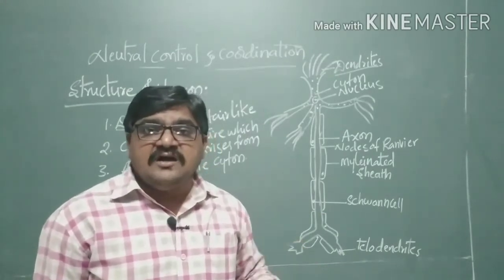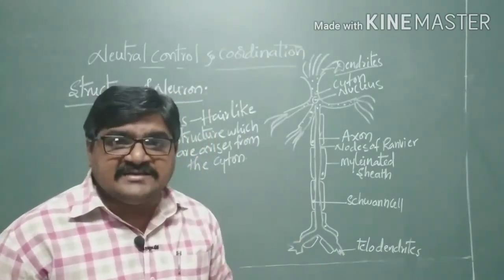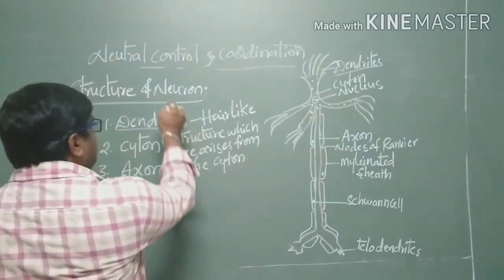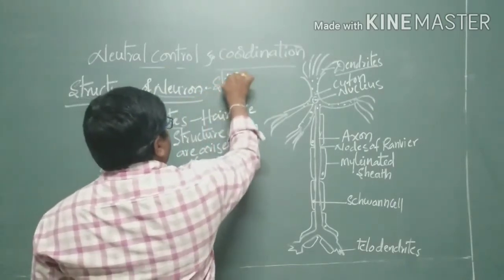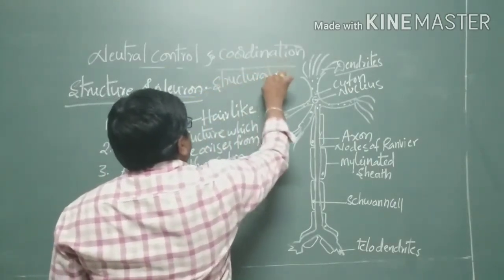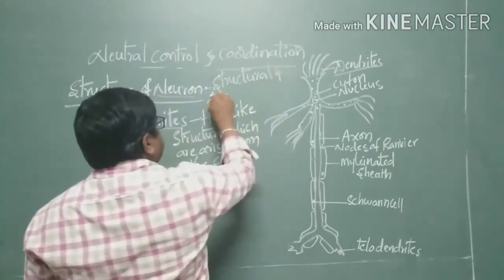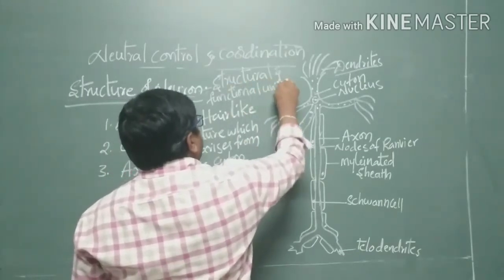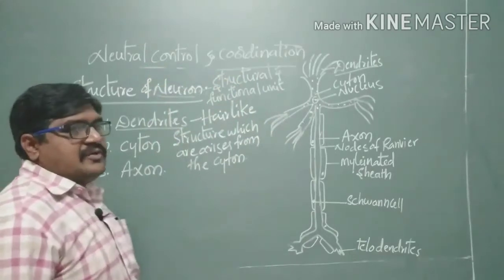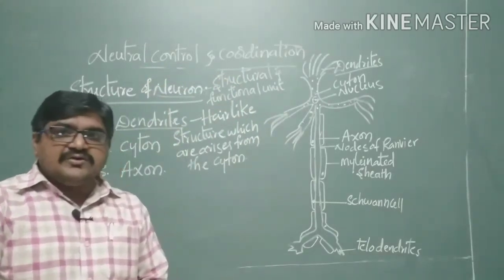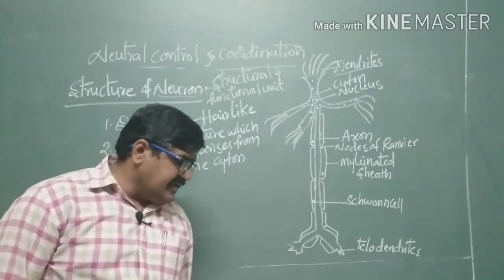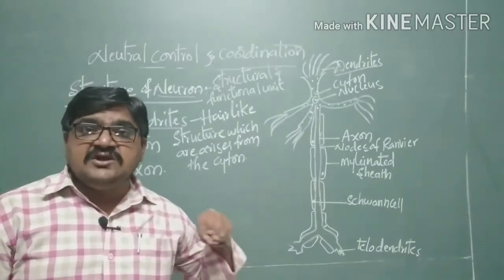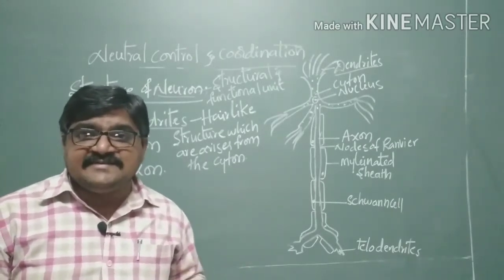So neurons are the structural as well as the functional units of the nervous system, or neural coordination. Without neurons, no information is passed. So the neurons are the structural as well as the functional units of the nervous system.